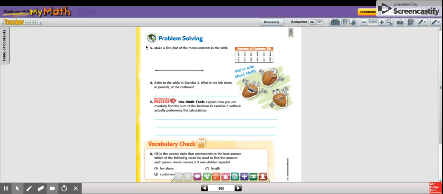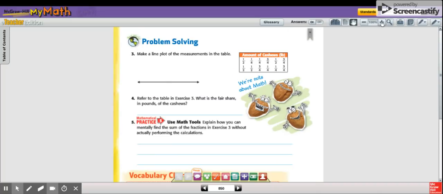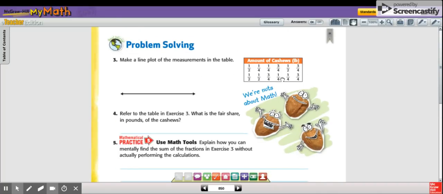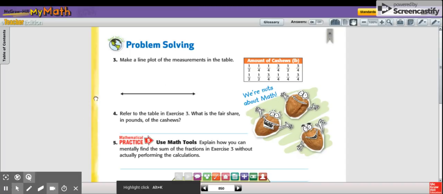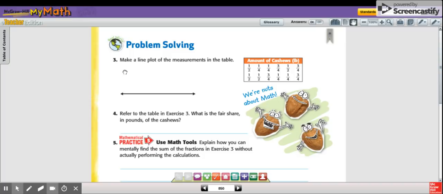We're going to look at question 3. Okay, now that you are on page 850, question 3, we're going to use this to make our line plot. Let's go ahead and look at that information that's there. So the information we have is amount of cashews in pounds. So that's going to be our title. So go ahead and write that title right here, amount of cashews in pounds. I'm not going to because it takes me 5 million years to do that, but go ahead and write your title right there. If you need to pause the video, you can.